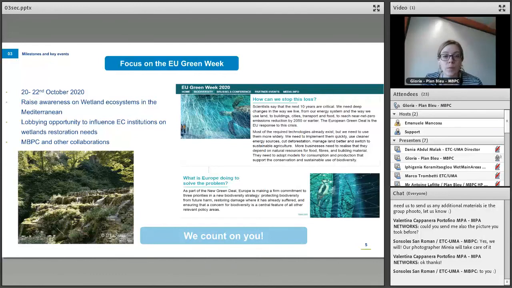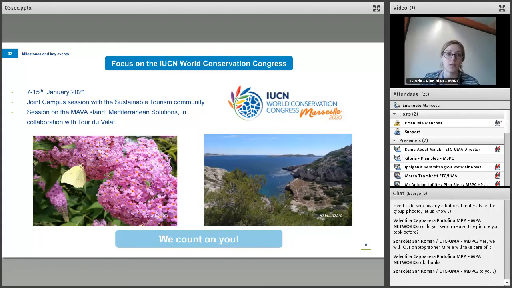And this is also important because, as you may know, the European Biodiversity Strategy for 2030 has been published recently, and this is also a specific point for protecting and restoring nature. And the European Nature Restoration Plan. Yes, the IUCN World Conservation Congress has been postponed also to January 2021.